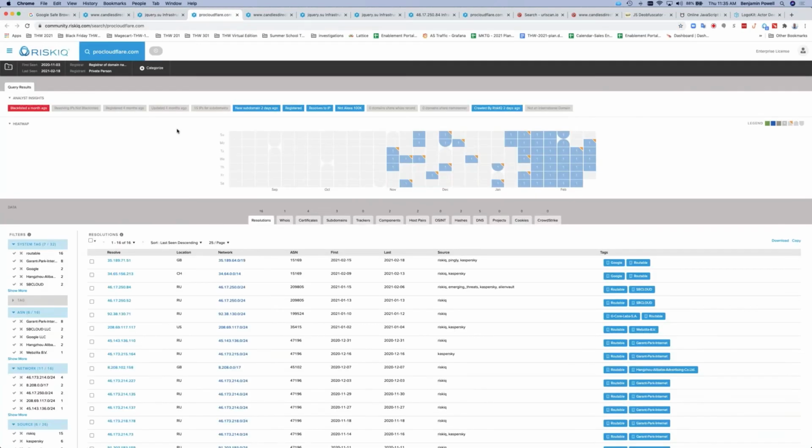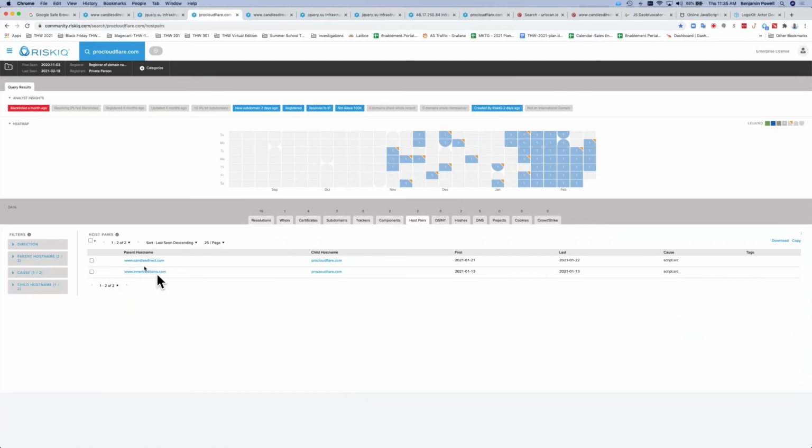Now, the other one, the Pro Cloudflare, when I take a look at this, I see it was blacklisted a month ago. So that's also a bad indicator. If we look at the host pairs, I see two different domains associated with it. One of them was through the 13th of January, and the other one was the 22nd. So there was an overlap with it.